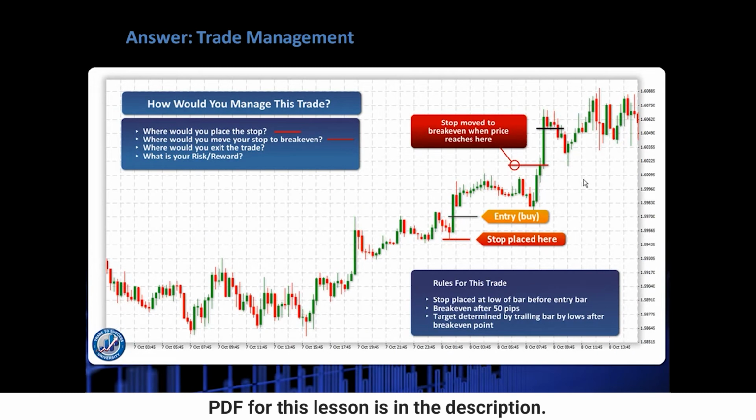So our stop is moved to break even when the price reaches the red line. That means when this price is hit right here, we will move our stop from the original place to the entry price. So where would you exit your trade?